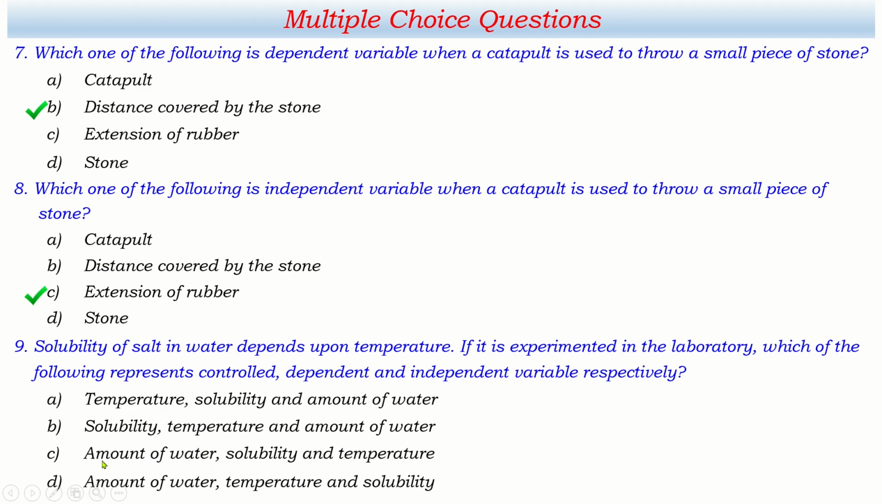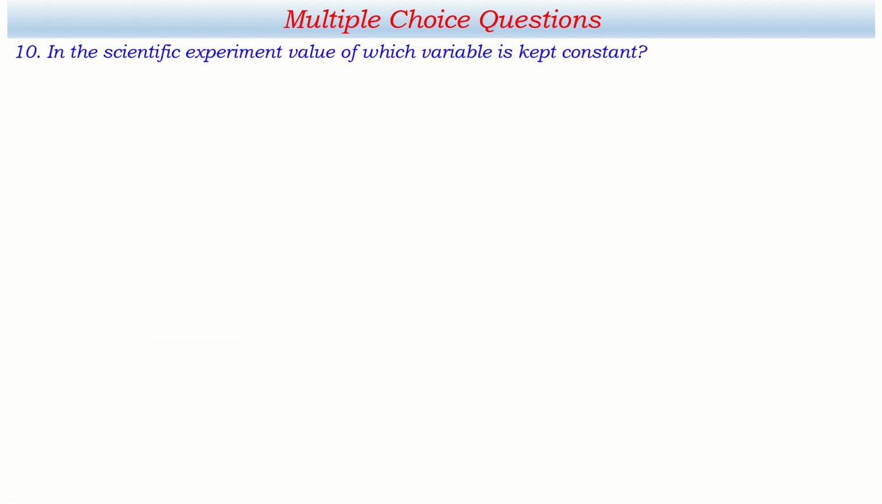Now which one is the control variable? Amount of water. Which one is dependent? The dependent variable is solubility, because we are changing temperature which is independent. That's why dependent, second one, here it is solubility. And the independent variable, we are manipulating the temperature, increasing the temperature 20 to 30, 30 to 40. That's why control, dependent and independent variables are amount of water, solubility and temperature respectively. This is the correct answer. Now another one, in a scientific experiment, the value of which variable is kept constant?